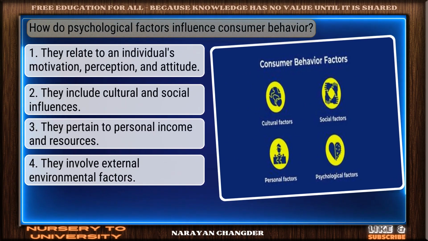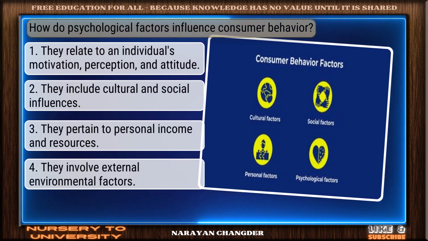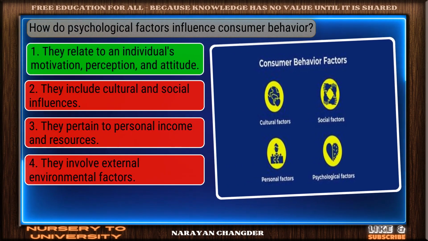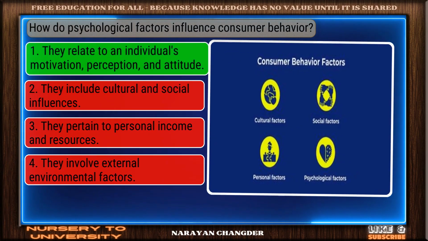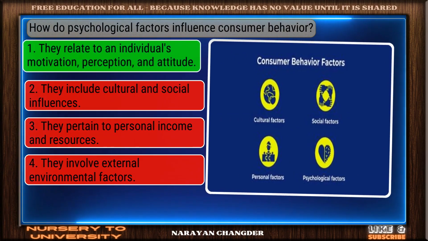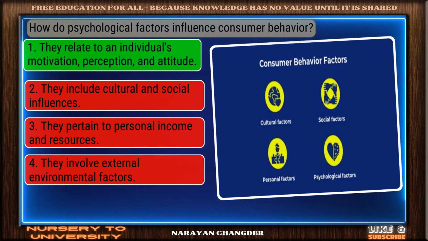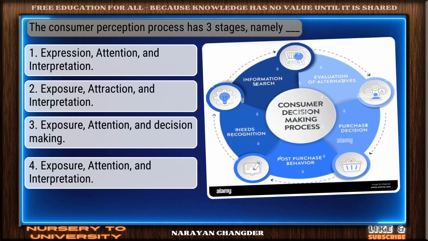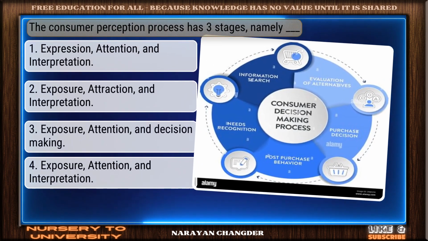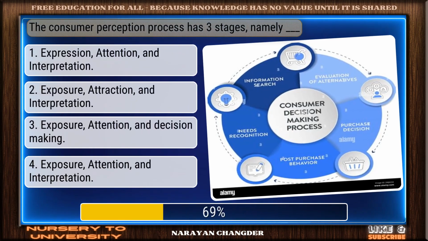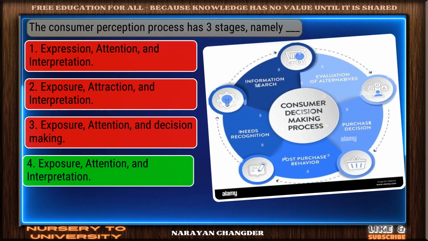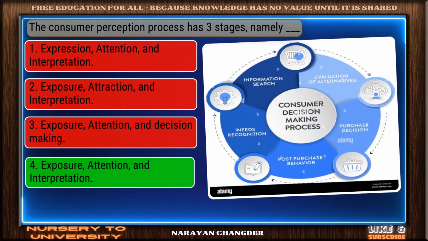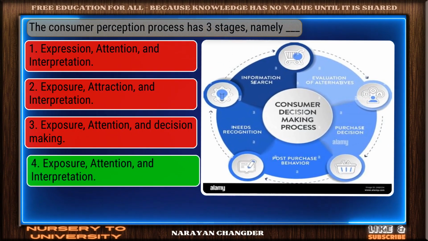How do psychological factors influence consumer behavior? You're right. They relate to an individual's motivation, perception, and attitude is the correct answer. The consumer perception process has 3 stages, namely dash. Good thinking. Exposure, attention, and interpretation is the right answer.